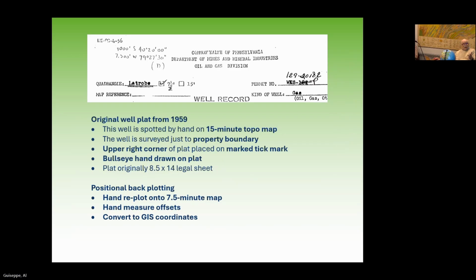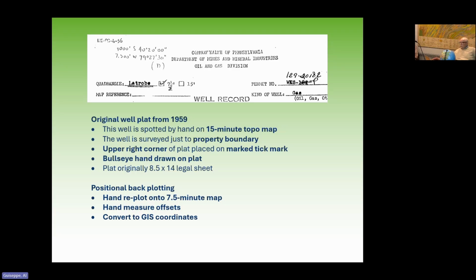Now, everything was done by hand. Survey, the upper corner, bullseye drawn by hand. And the plat was originally 8.5 by 11. So even if you print this off, I got that off of Edwin, it shrunk. So if you try to do that there, you're way off.